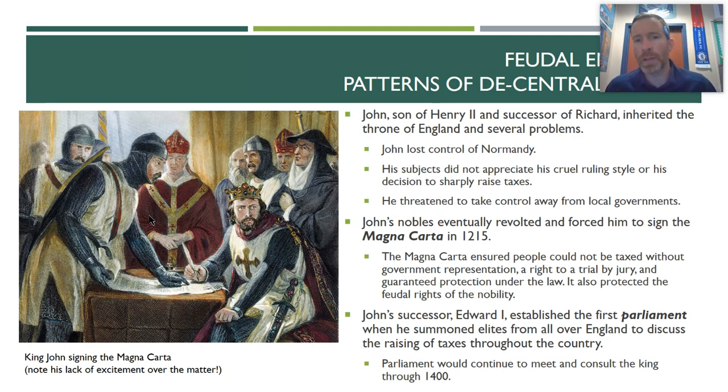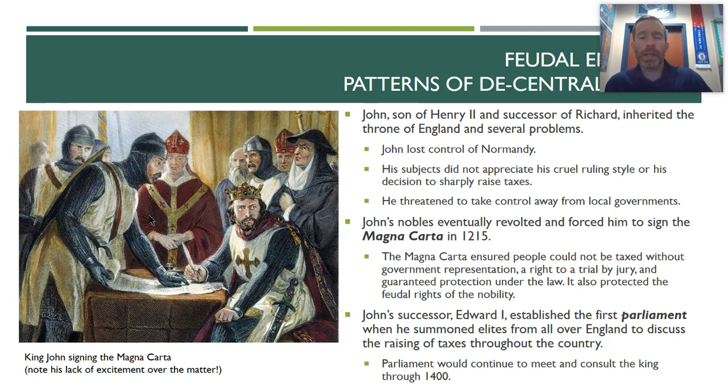They don't like his ruling style there. He raises taxes. He threatens to take control away from local governments. And he's just creating more problems for himself. And he's really frustrating the nobles who he needs to support him. Because remember, he does give them land and they do give him loyalty, but there's a two-way system here: the king can't just exert all the power he wants over everybody and expect all people to fall in line.